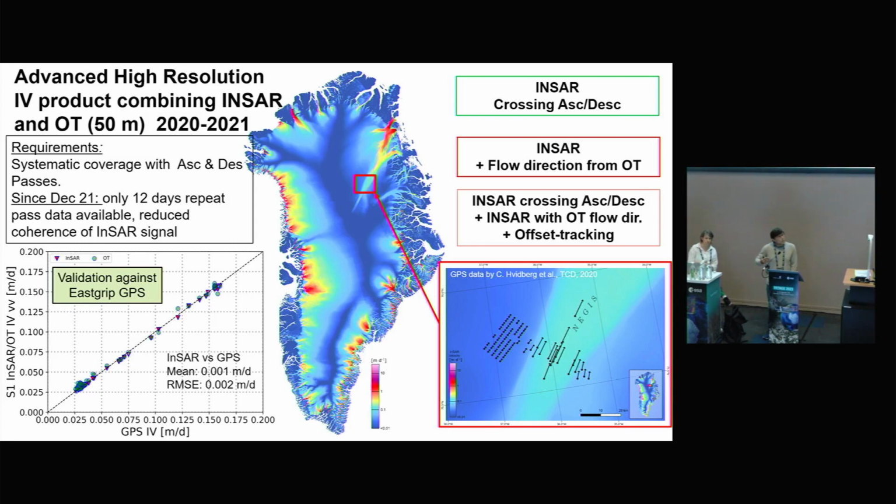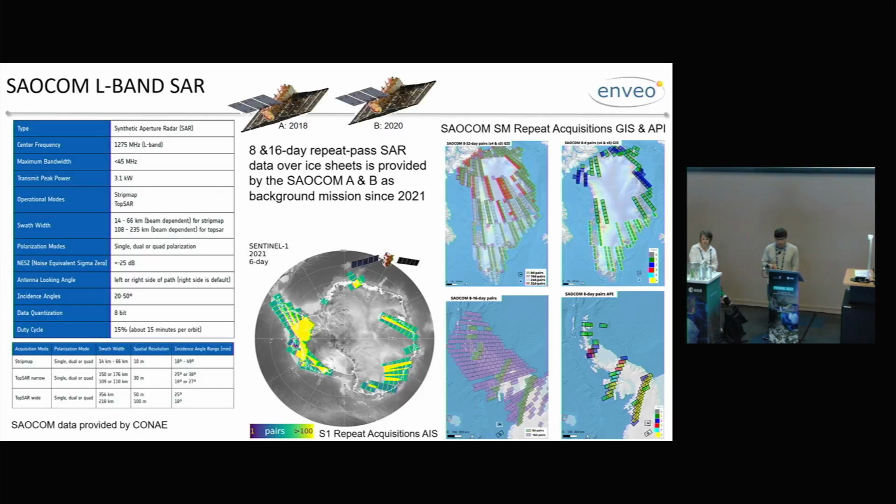But in the meantime, we are also looking for other opportunities, and then we found actually the opportunity for SAOCOM L-band SAR data. So those who are not familiar with SAOCOM, it is an L-band mission which is operated by CONAE together with ASI and has a background mission over the ice sheets. It is operating in strip map and TOPSAR mode. TOPSAR mode, I have to say, we did not process because the bursts are not synchronized. So we had to focus only on the strip map in order to get interferometry working.